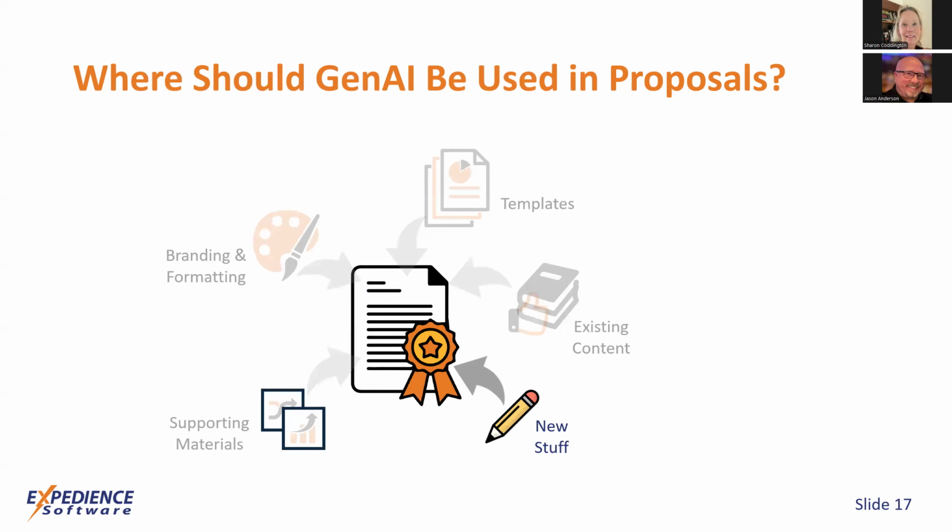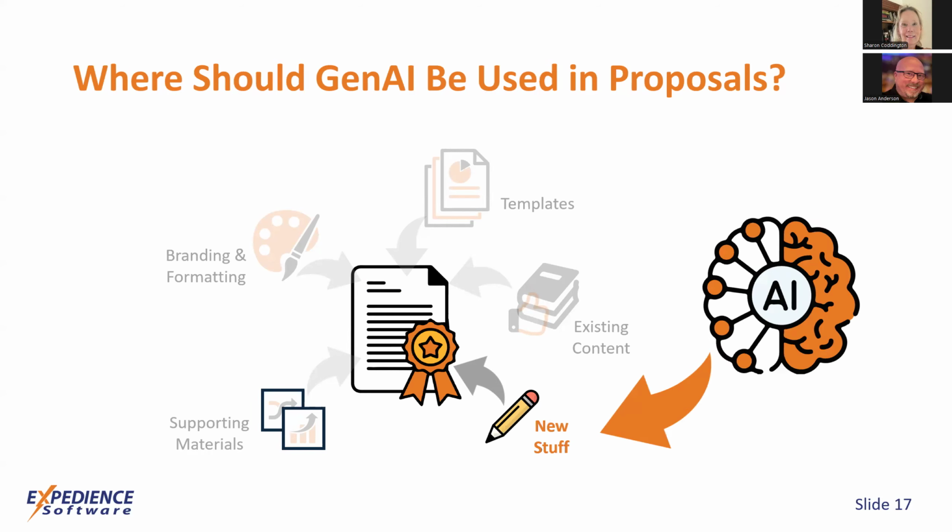So going back to the inputs of what goes into a proposal slide a second ago, Gen AI really fits nicely here in this category. Those other categories are still what I would say are excellent examples where traditional proposal automation, like Expedience, like our tools do, or all of those areas are the areas that our software fits nicely in. And this Gen AI is a beautiful complementary asset when it comes to that creating of the new stuff.